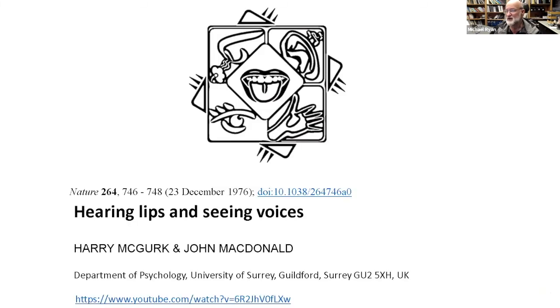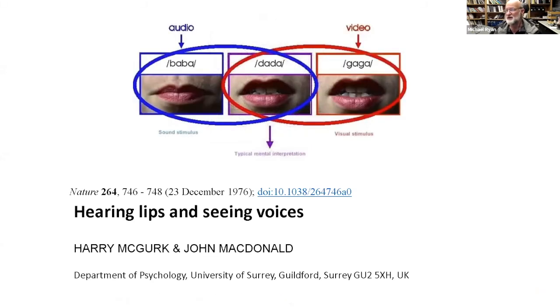So the last phenomenon that I want to talk about has to do with multimodal communication. And we were inspired to do this study by an old paper that was in Nature with the wonderful title of "Hearing Lips and Seeing Voices." And this is now called the McGurk effect. So the experiment is quite simple and quite elegant.